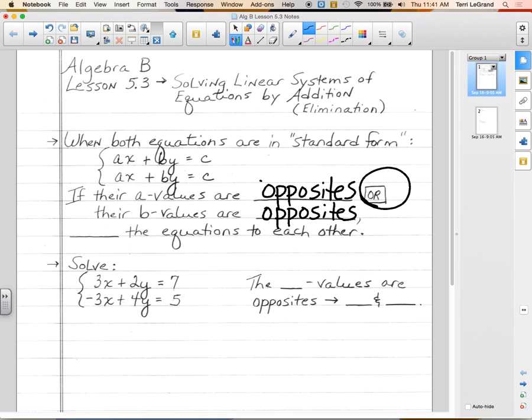Hear me on that right away. I don't want you to say, I can't do this because they're not both opposites. If either of them are, then we can just add the equations together. It's going to go right to work. I'm not going to have to do any renaming.